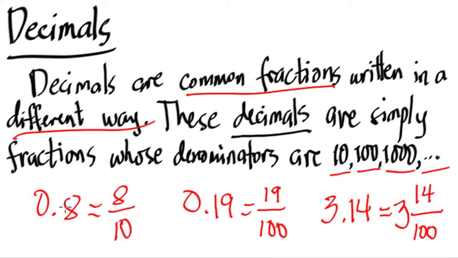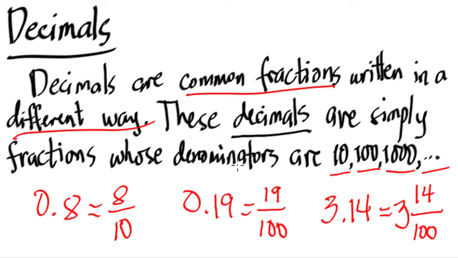Okay, so we read this as 0.8, or we can read this as 8/10, literally 8/10. 0.19, or we can read this as 19/100. And we have here 3.14, or if you really want the very correct way of reading this, 3 and 14/100.